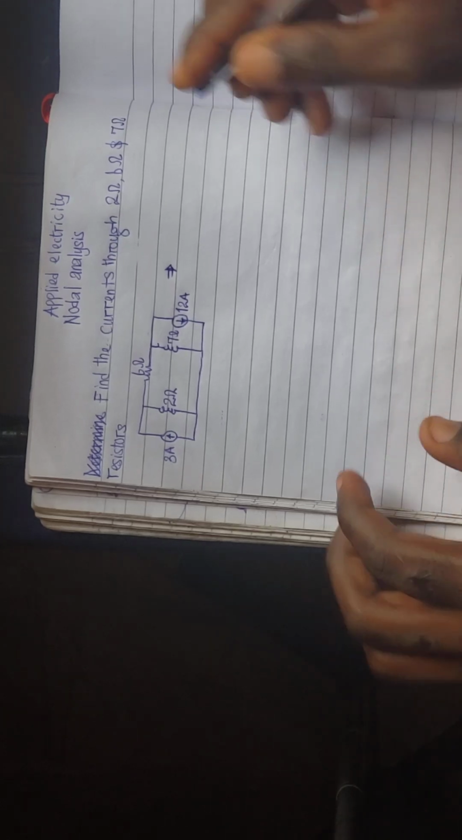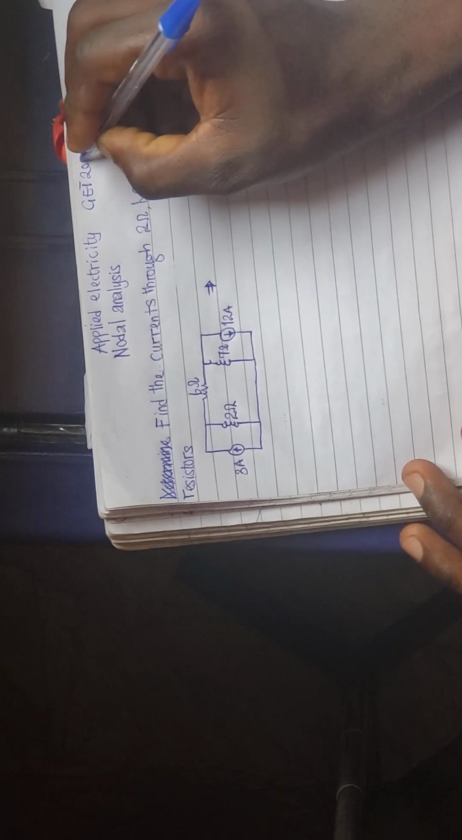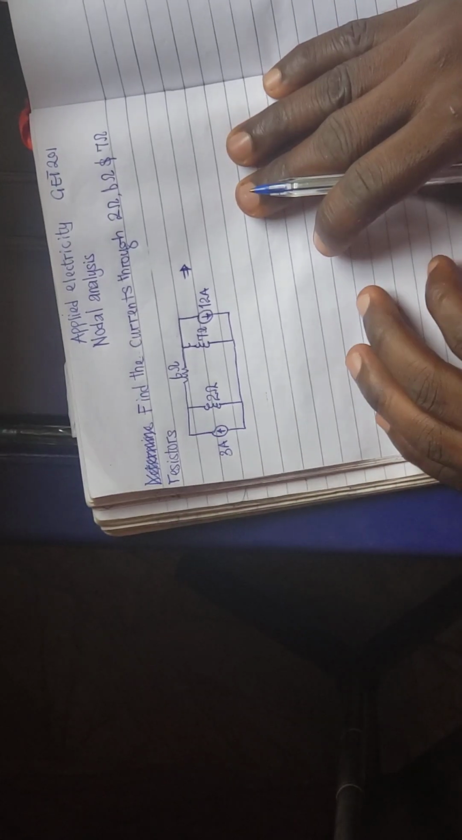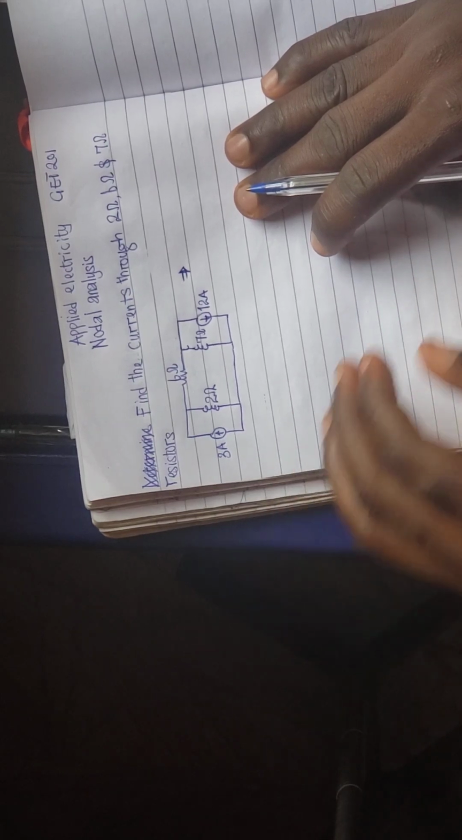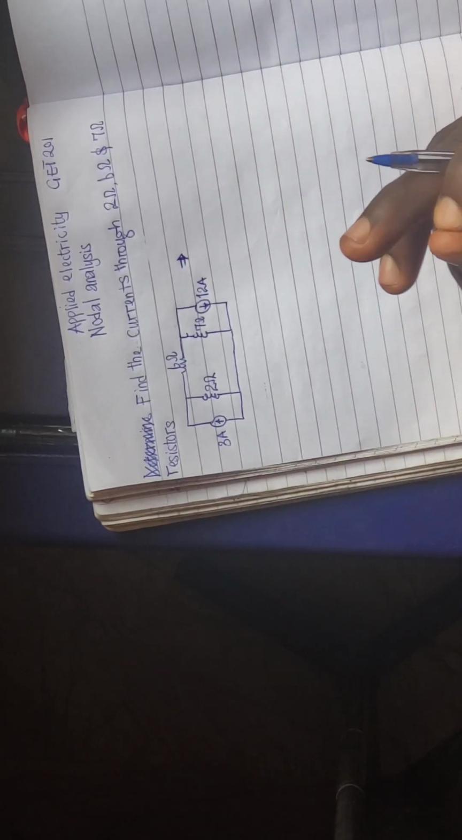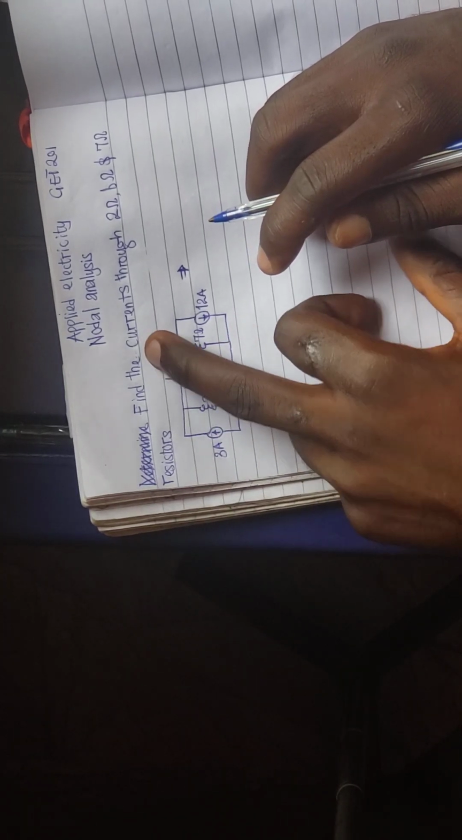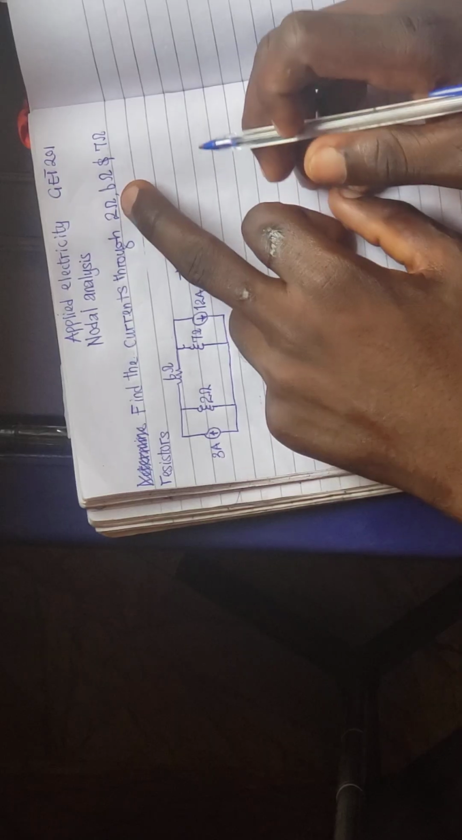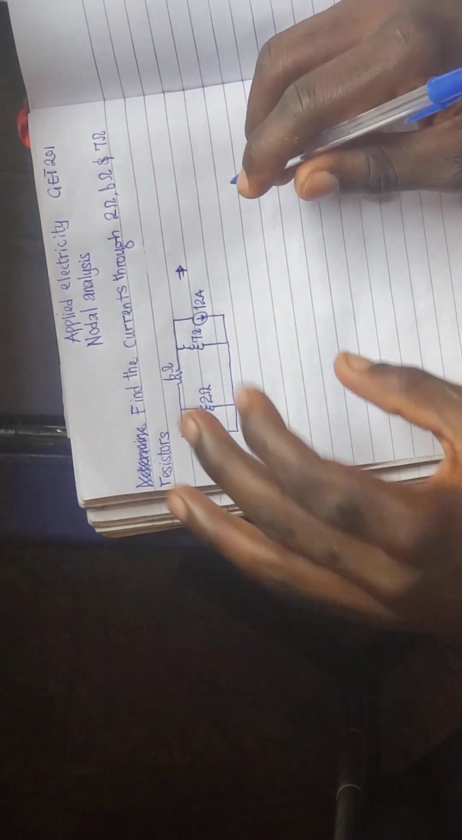And today we are going to look into a question under nodal analysis. This is DET 201 applied electricity. So we are given a question here, and the question says: find the current through the 2 ohm, 6 ohm, and 7 ohm resistors. And we are given this circuit.